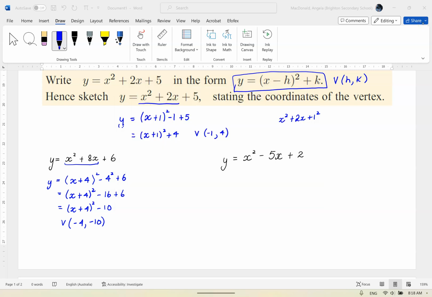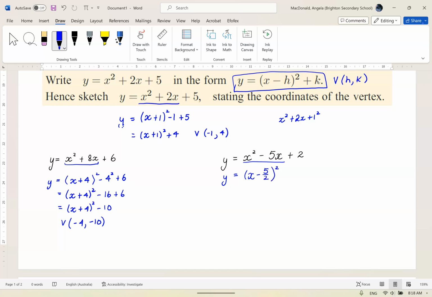I know you're all asking, what happens if it's odd? What happens if it's a negative? So let's combine that all in one. All right, that's the bit we're looking at. We're going to say, just like we did before, we're going to halve this, so that's minus 5 over 2.